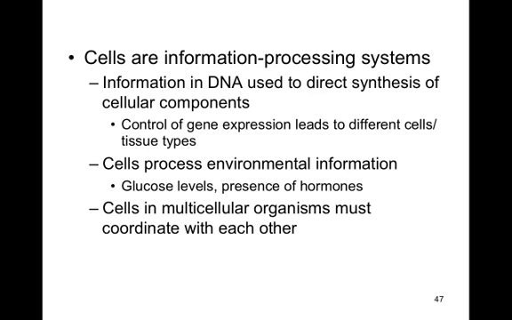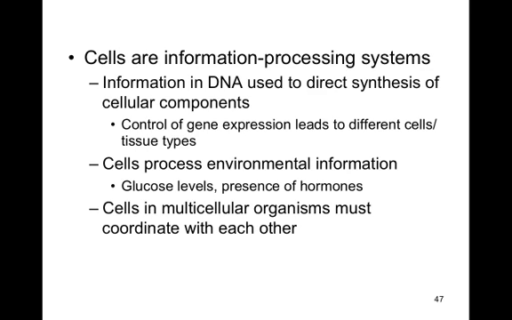Another unifying theme is that cells are information processing systems. Information in the DNA is used to direct the synthesis of cellular components, and the control of gene expression leads to different cells producing different tissue types. For example, although every single gene is in our hair cells, as well as in the cells we might find in our eyeballs, not all of the genes are expressed. Eye color is turned on in the cells in our eyeballs, whereas hair color is turned on in the cells of our hair. Wouldn't it be interesting if that got reversed somehow?